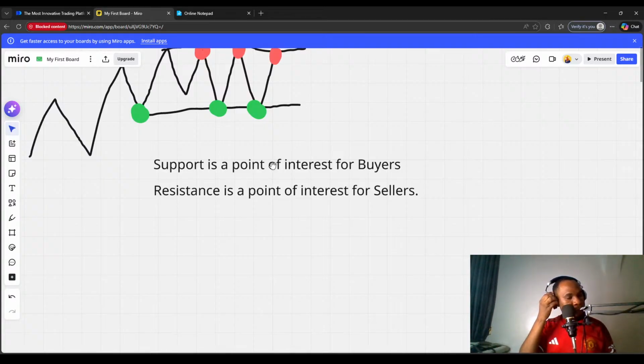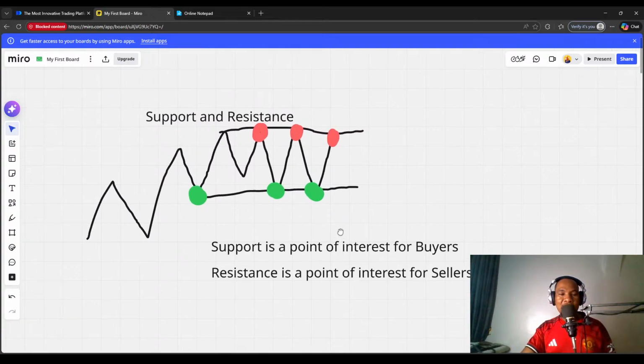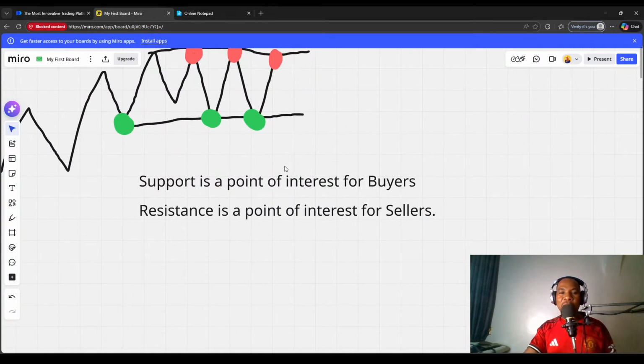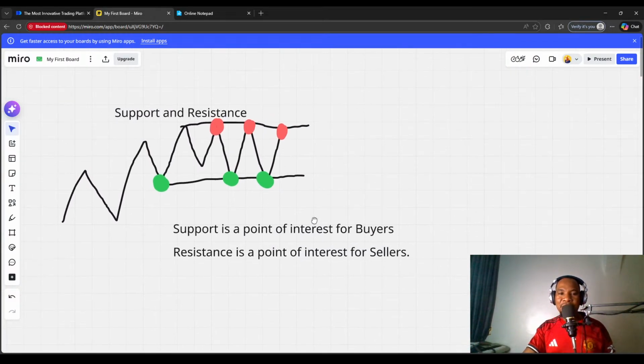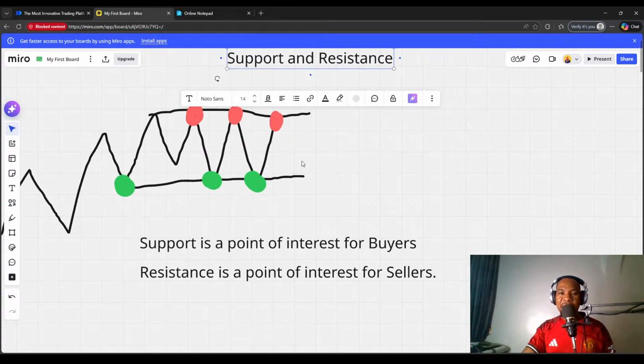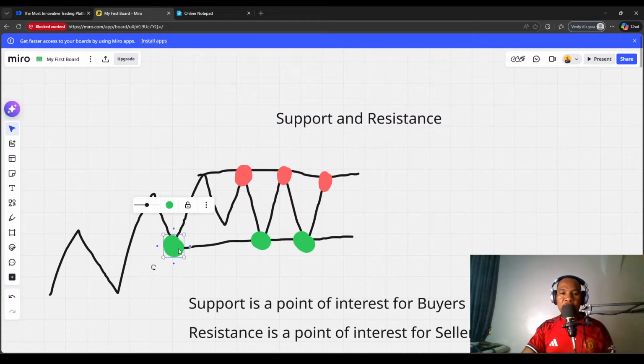So how do you make use of support and resistance in your trading? Using support and resistance is so easy that even if you don't know anything about the market, you'll be able to trade with it. Now, on a larger scale, on a chart level, this is support, support, support, and this is resistance, resistance, resistance.